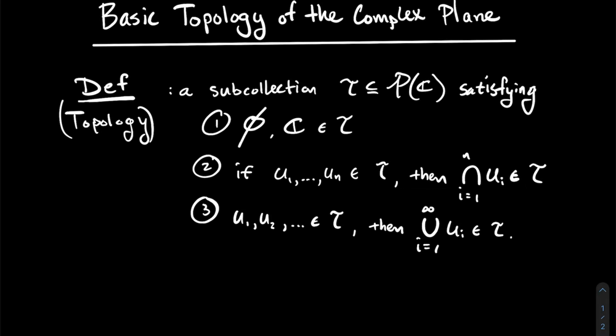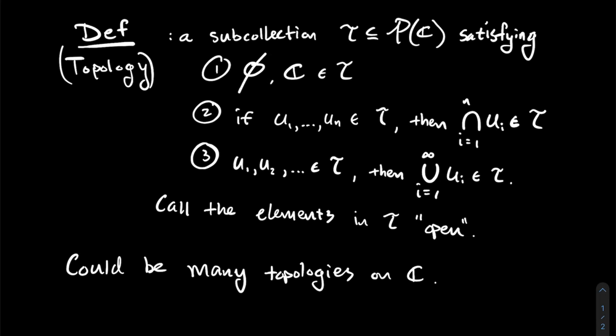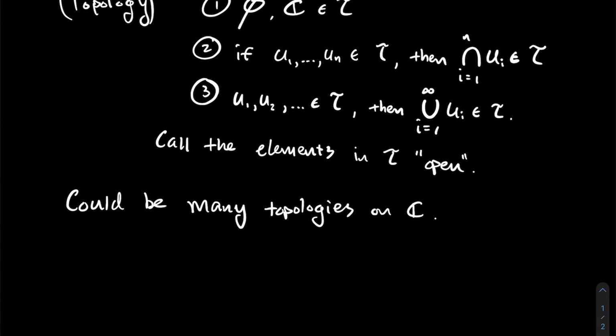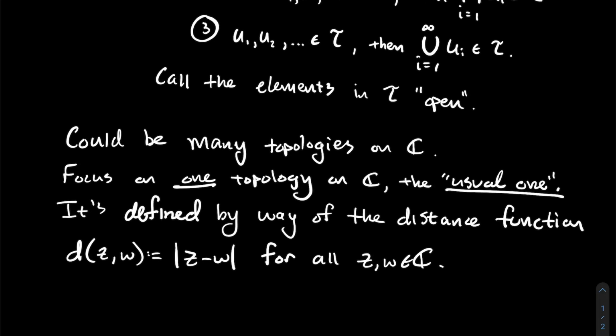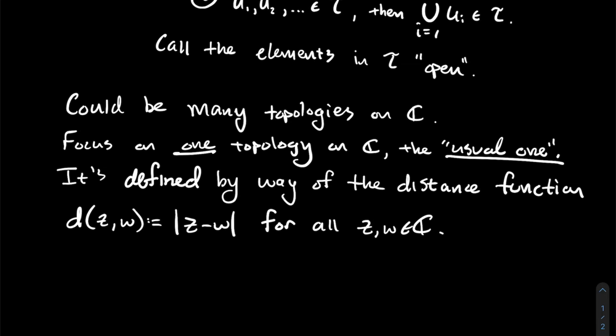And these things that are elements of T, they're special in some way, right? Like, oh, these are somehow special subsets. We're going to call those elements of T open. So open sets are just the things that are in the topology that you're talking about. Now, there could be many topologies that people could put on the set of complex numbers. There's lots of ways to pick subsets of complex numbers and throw them together and satisfy number 1 through 3 here. We're going to focus on one topology on the complex numbers, and it's typically referred to as the usual one. And it's defined by way of the distance function.